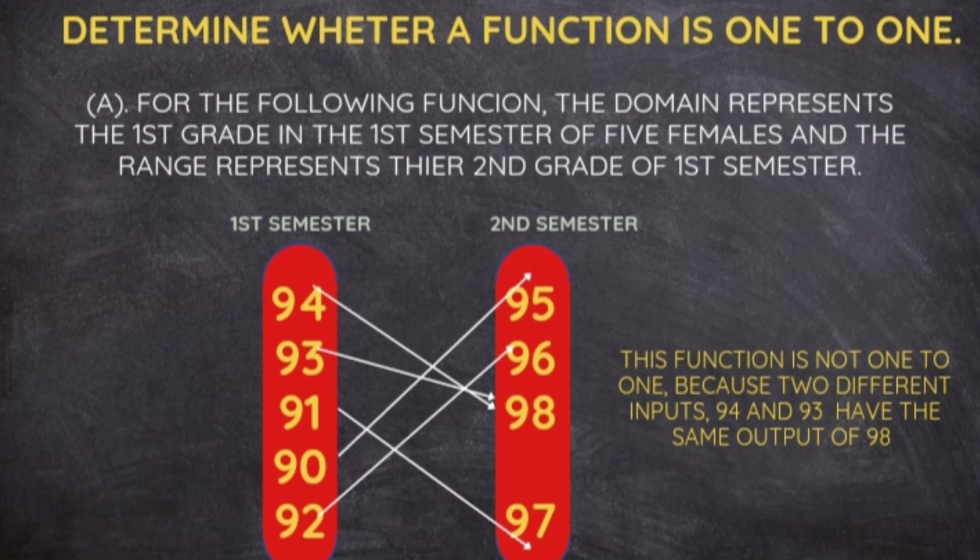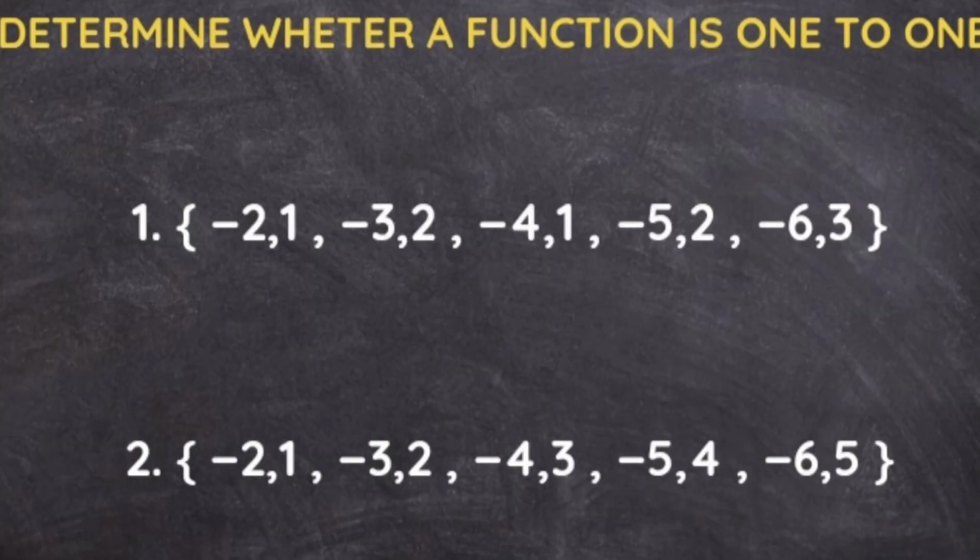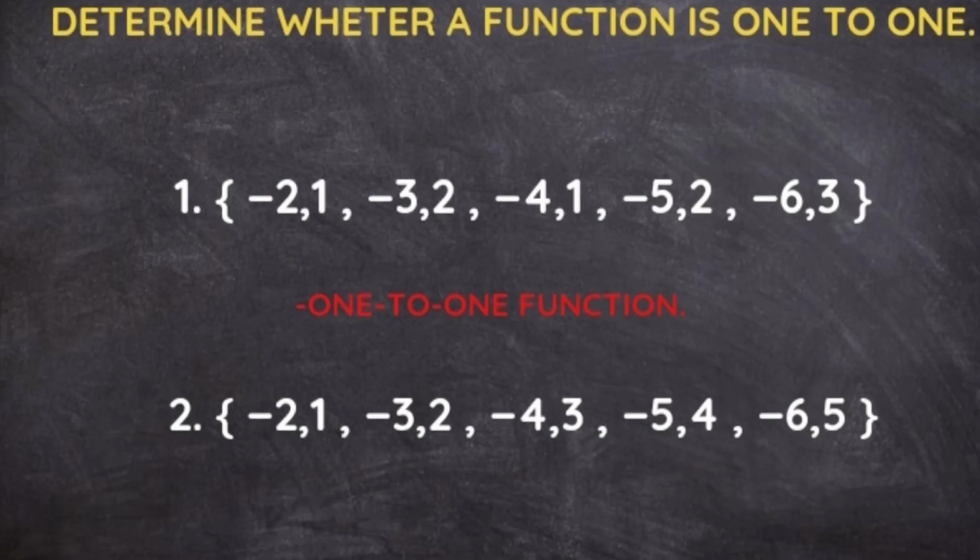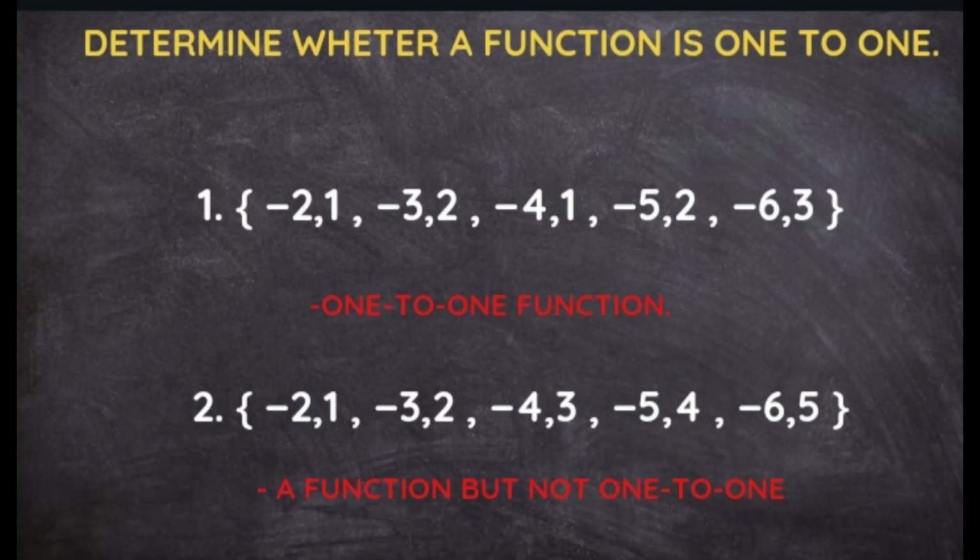Okay, another example. Let's determine whether a function is one-to-one. As you can see, it is a one-to-one function because there are no two distinct inputs that correspond to the same output. Okay, number 2. Well, it is a function but not one-to-one because there are two distinct inputs that correspond to the same output. For example, the domain values -2 and -4 have the same output, positive 1.